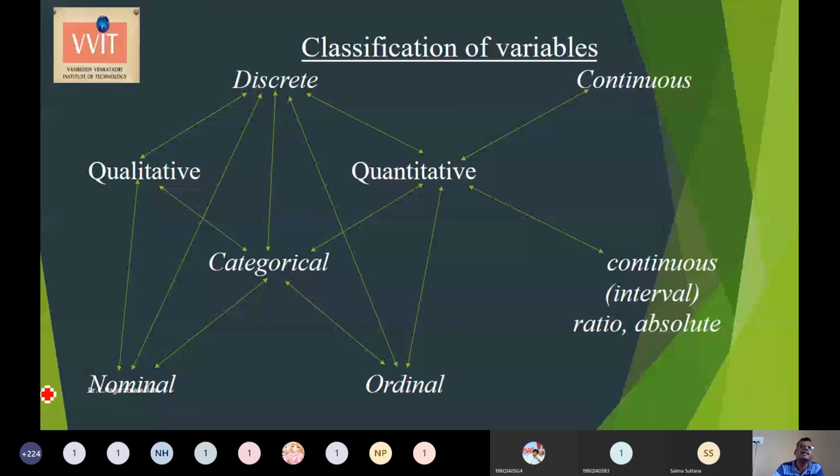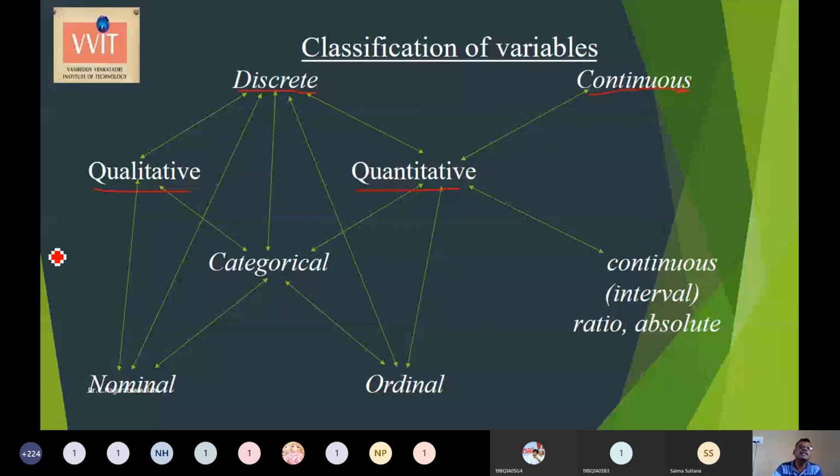When you observe, a discrete variable, a nominal variable may be discrete. Variables are classified into two categories, one is qualitative and the other is quantitative. And the classification of quantitative has only two types, one is discrete and the other is continuous.